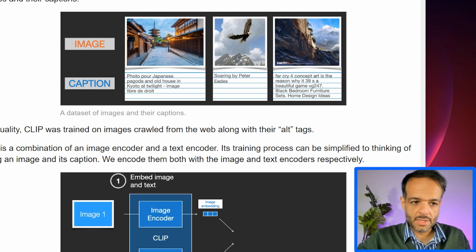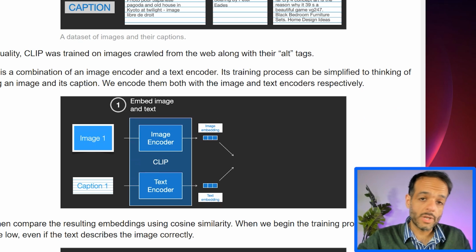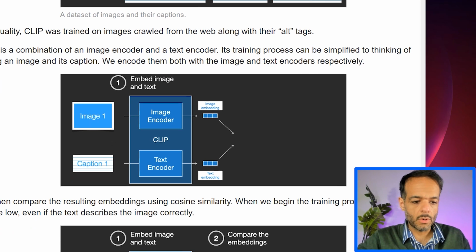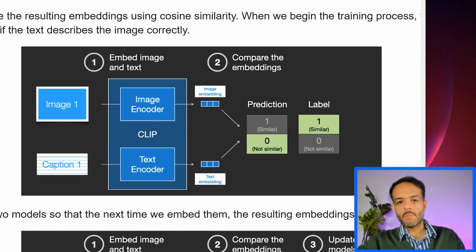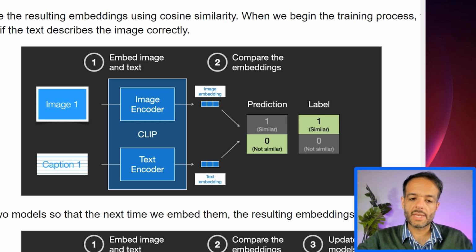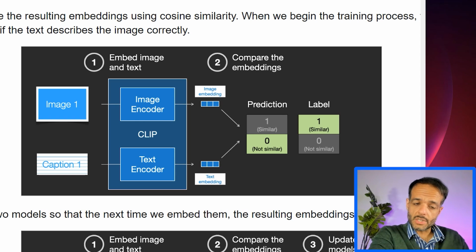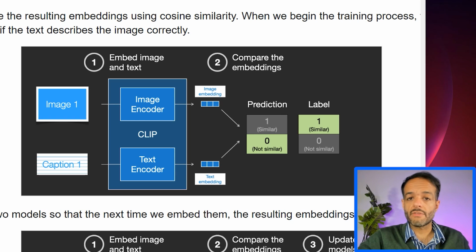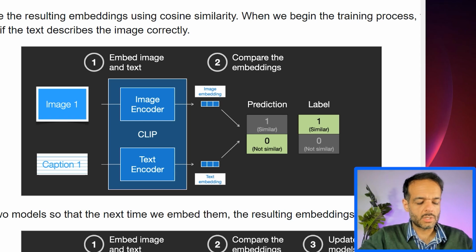So we've collected the data set. Let's say we take one image and its caption and we embed them both. And then we have the model predict, given the image embedding and the text embedding, are these similar or not? And we know they're similar because this caption is of this image. So that's how we chose these examples.